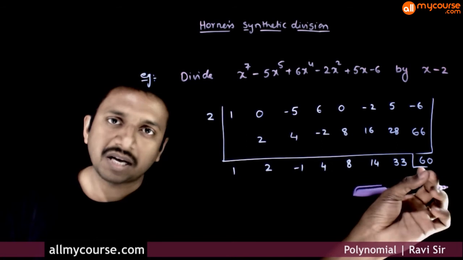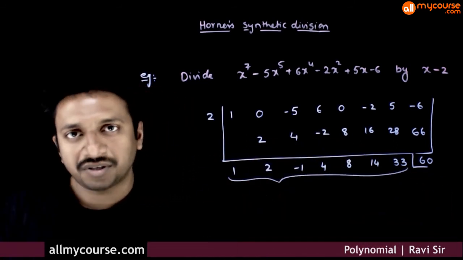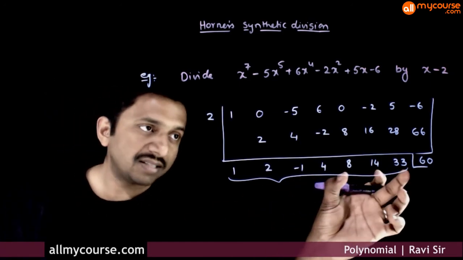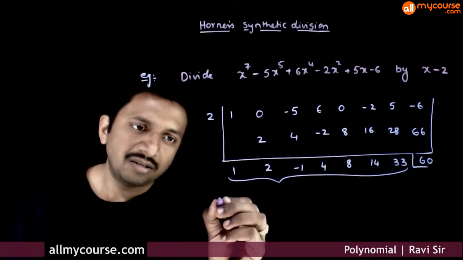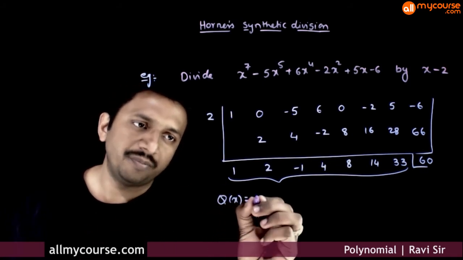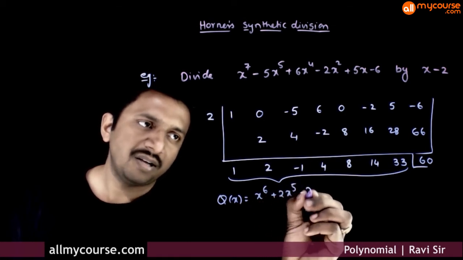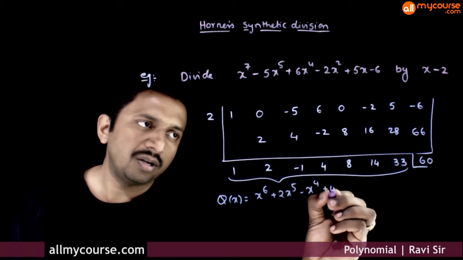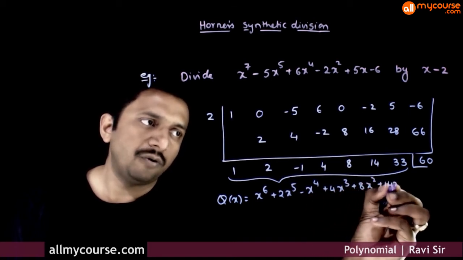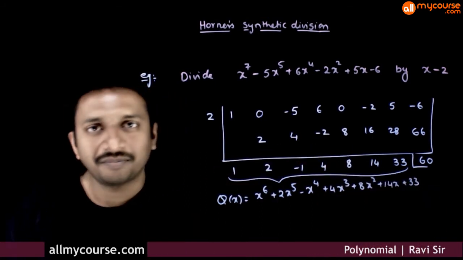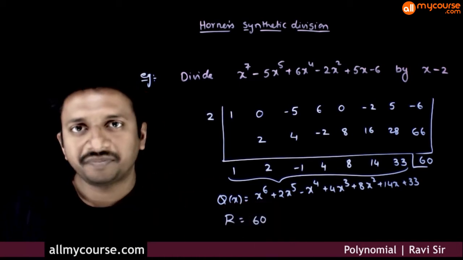So the last number corresponds to the remainder. All these numbers correspond to the quotient. So the quotient has 7 terms. It is a 6th degree polynomial. So q of x is equal to x to the power 6 plus 2x to the power 5 minus x to the power 4 plus 4x cube plus 8x square plus 14x plus 33. And the remainder is equal to 60.